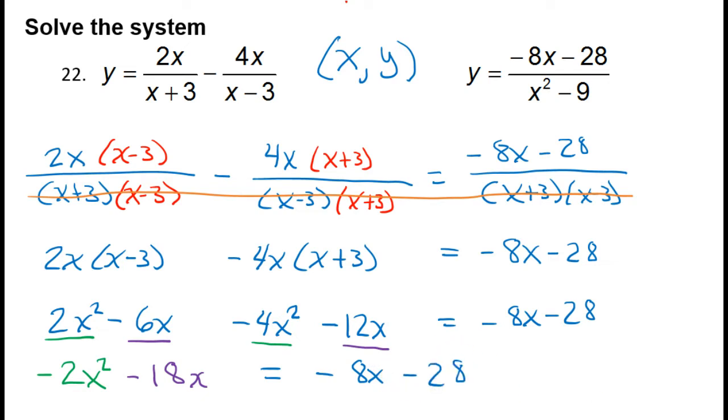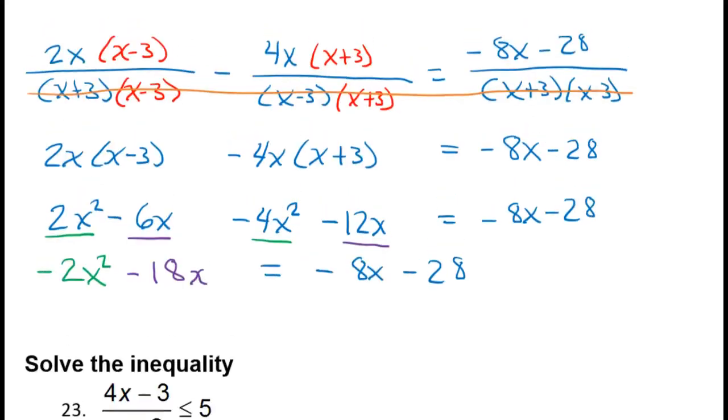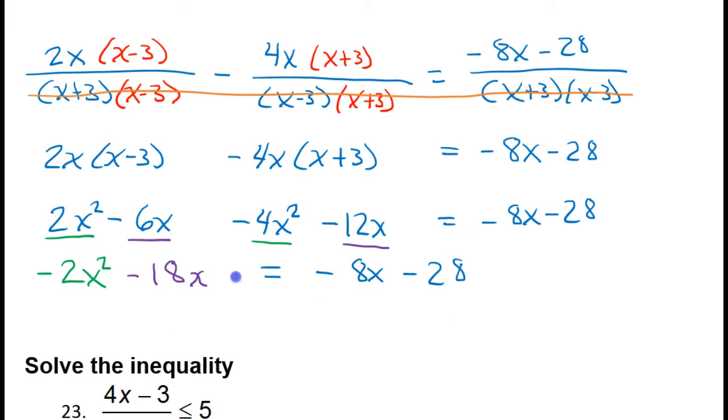Now, I'm noticing that I have x squared and x. Whenever I have x squared and x, I know I need to get 0 on one side, and I need to factor or use the quadratic formula. So that's what I'm going to do. Okay, it might need a little bit of extra space.